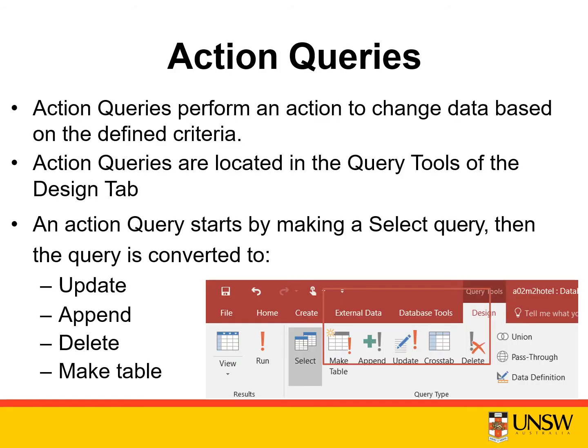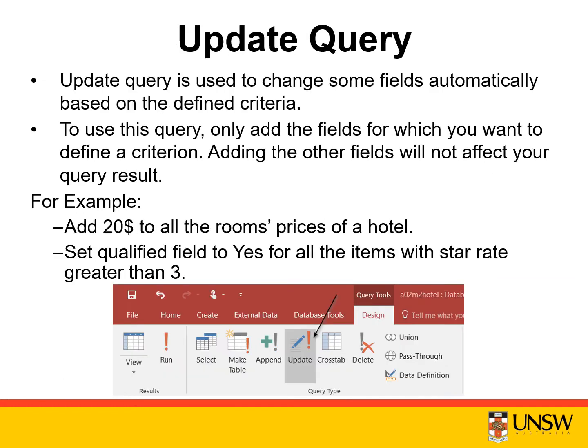As I mentioned in the last lecture, action query is one of the advantages of query over the regular filtering approach. Action queries are another form of query that can perform an action including update, append, and delete the records, or make a new table based on the defined criteria. Let's start by update query.